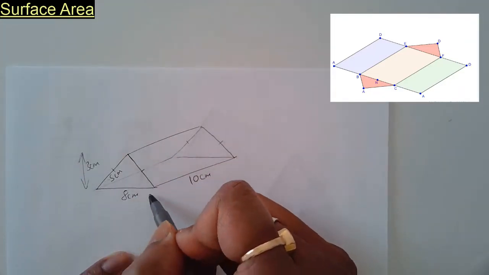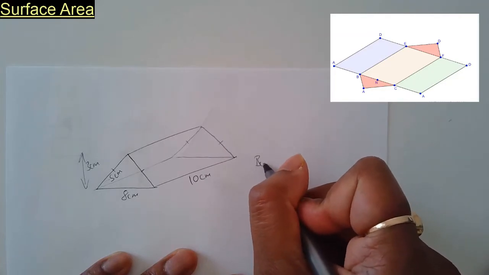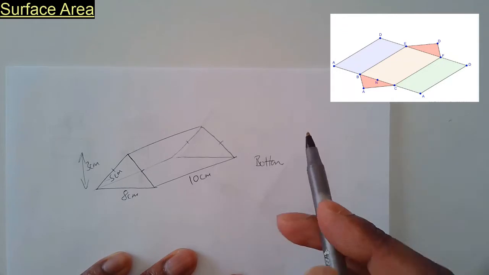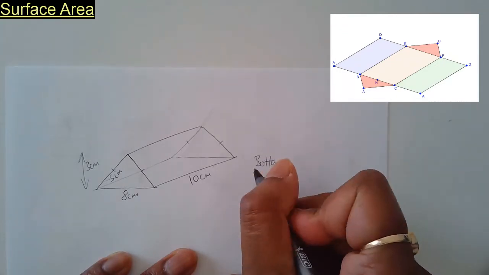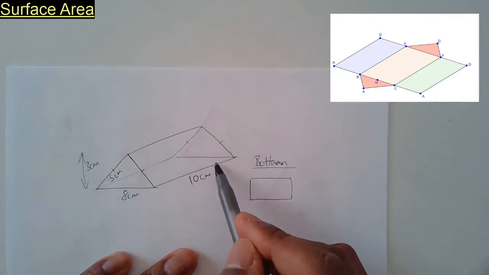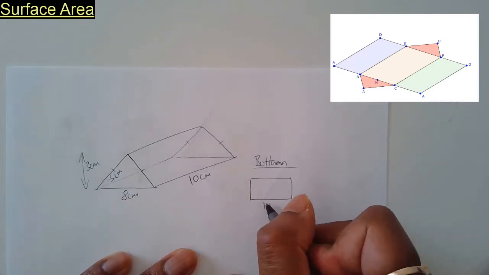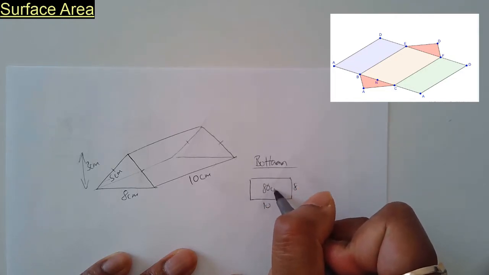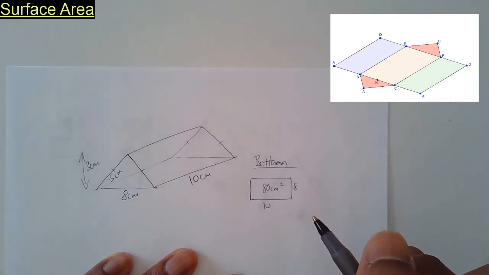I'll start off with the bottom one. It looks easy enough. You can start off with anything you want, and you can label it whatever you want. Call it the bottom face. It's a rectangle. It's got 10 and 8. 10 times 8 is 80. That's the bottom face done.